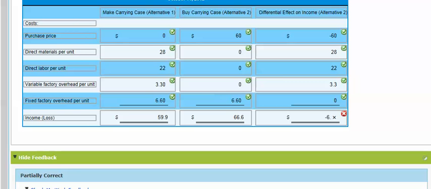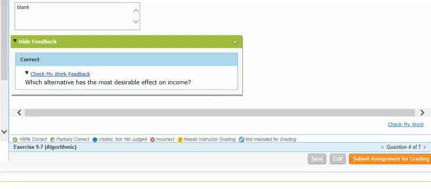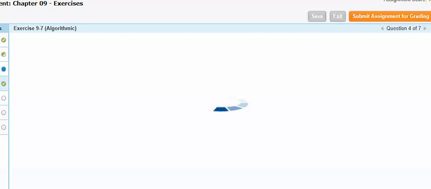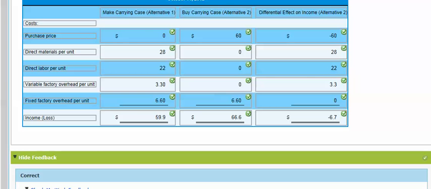Let's go ahead and check my work again. See how we did. Excellent. So my solution is correct. Over here, as you can see, I have a minus 6.7 decrease overall.